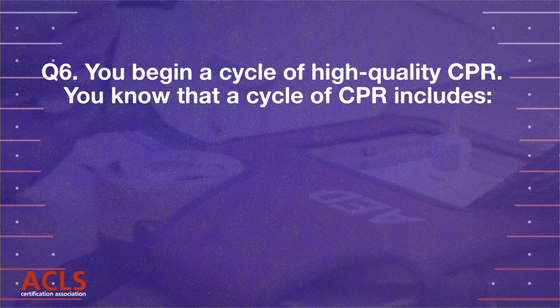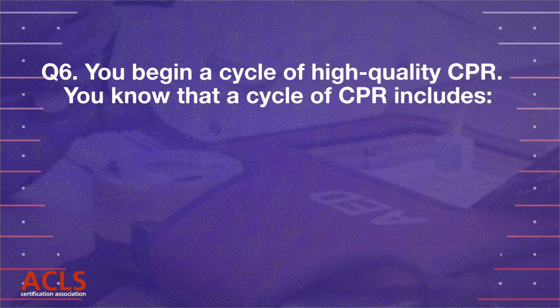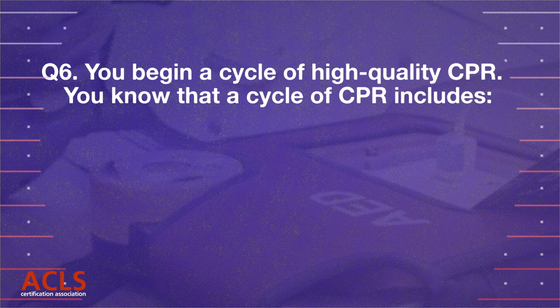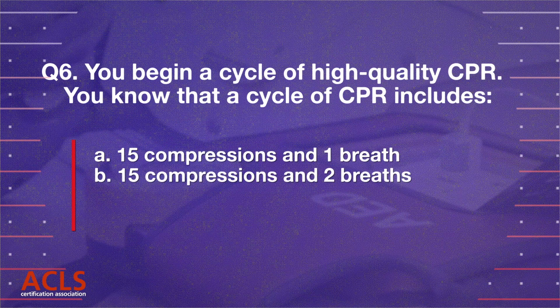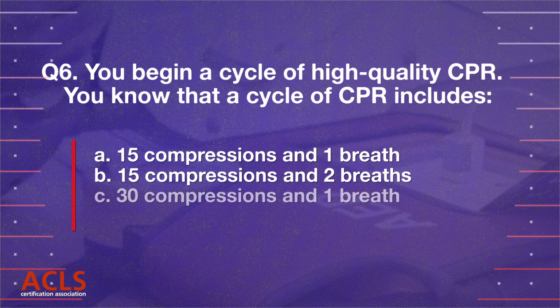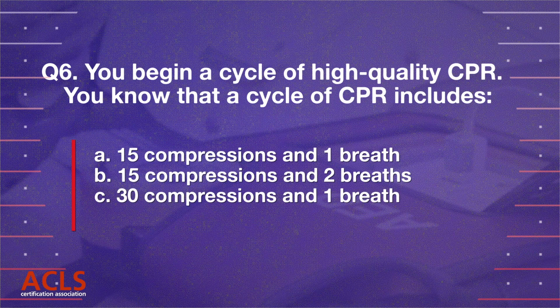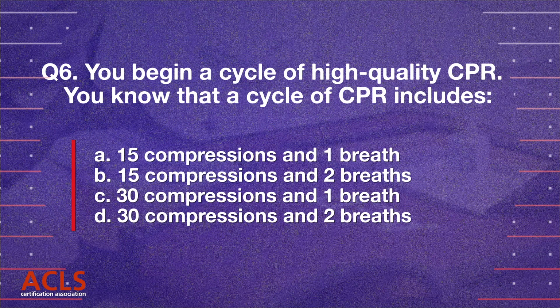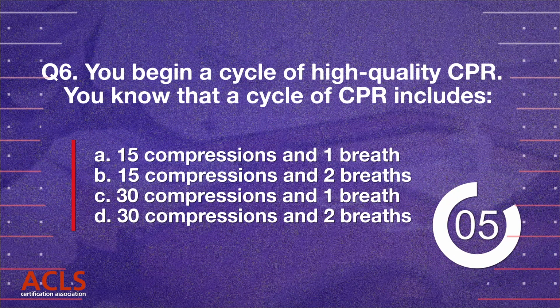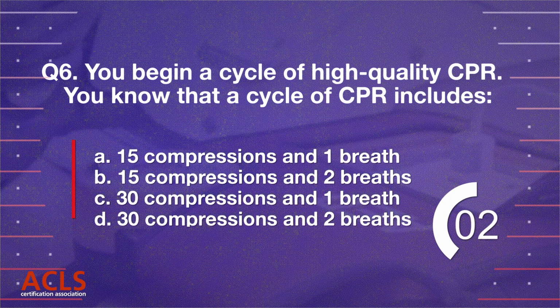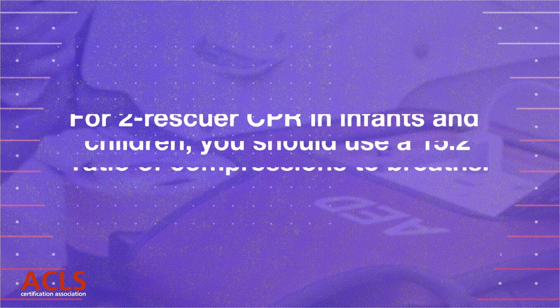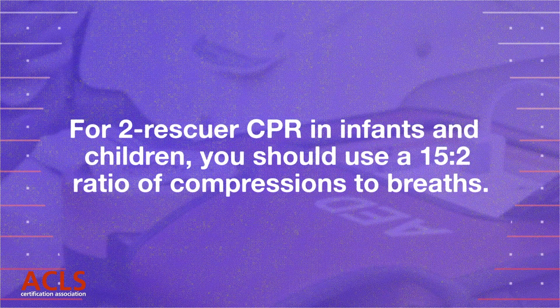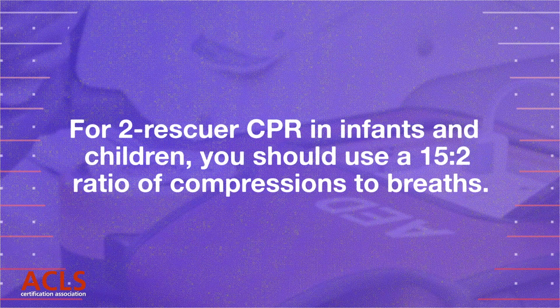6. You begin a cycle of high-quality CPR. You know that a cycle of CPR includes: A. 15 compressions and 1 breath. B. 15 compressions and 2 breaths. C. 30 compressions and 1 breath. D. 30 compressions and 2 breaths. Correct answer, B. 15 compressions and 2 breaths. For 2 rescuer CPR, you should use a 15:2 ratio of compressions to breaths.